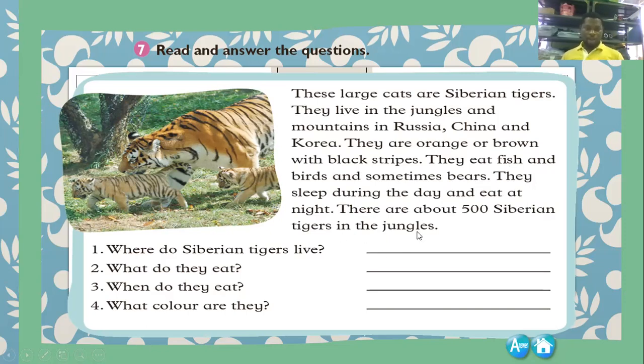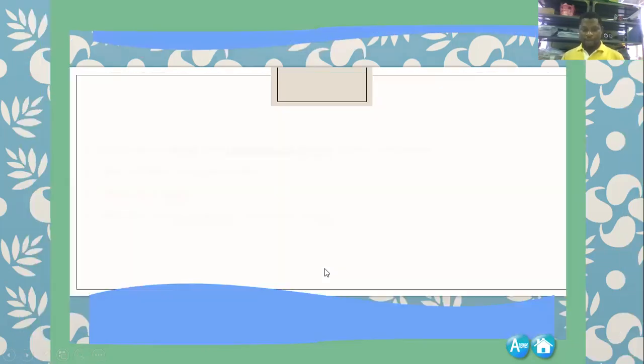That's good. Now, question number 1 says, where do Siberian tigers live? Let's find out. It said that they live in jungles and mountains in Russia, China, and Korea. So the question is, where do Siberian tigers live? This is our answer. They live in the jungles and mountains in Russia, China, and Korea. So that is where they live, okay? All right.